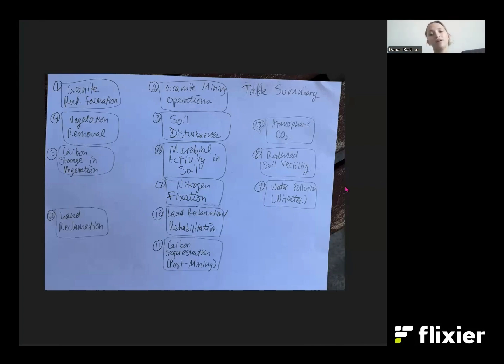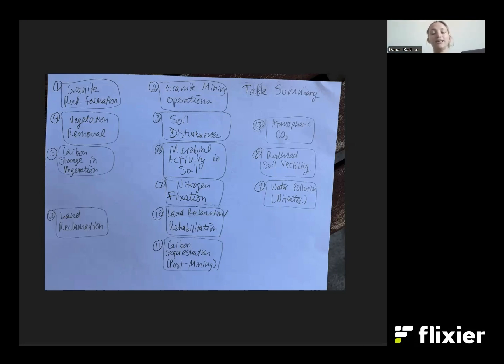This first is a table summary that has the components, the boxes, and the roles these components play in the system. The first box is granite rock formation, which is a source material for mining, followed by the second box, granite mining operations, which disrupts land and ecosystems. Third box is soil disturbance, which alters microbial balances and leads to erosion. The fourth box is vegetation removal, which eliminates carbon sinks.